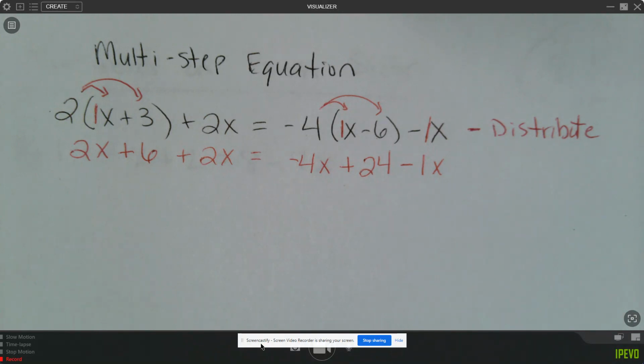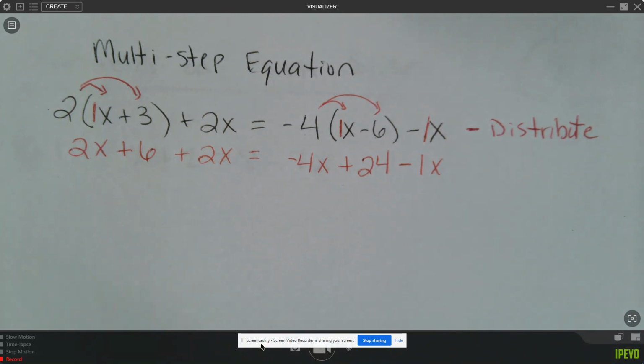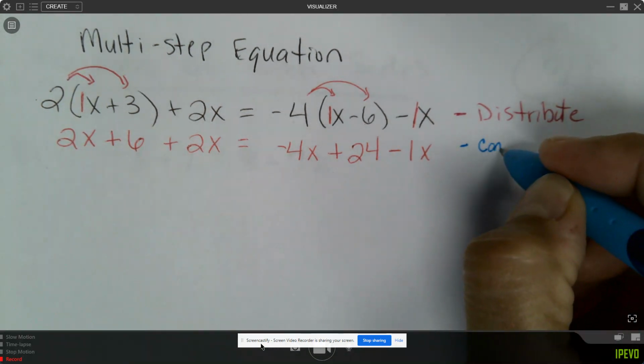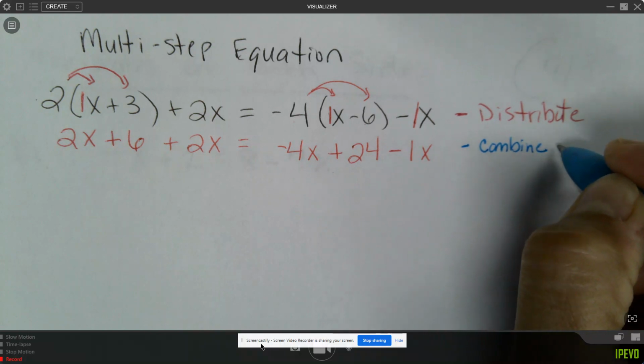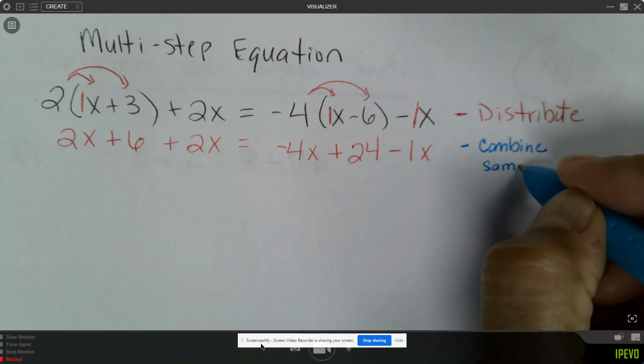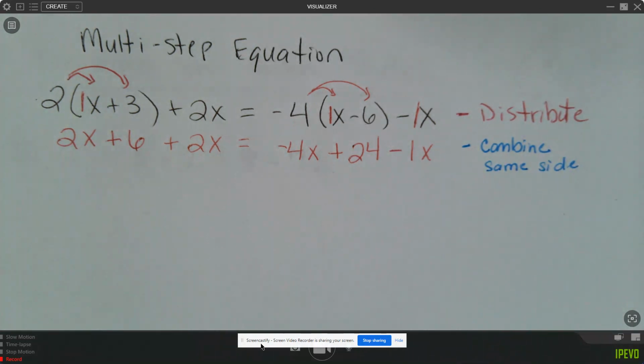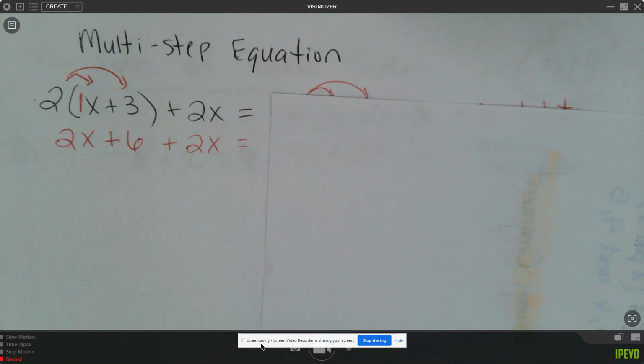All right, so the next step is always to combine like terms on the same side. So my next step, we're going to put combine, but it's going to be on the same side. I'm going to look at the left side and the right side individually and kind of cover up the other side. So I'm going to be looking at the left side first, and I'm going to go ahead and combine the like terms.